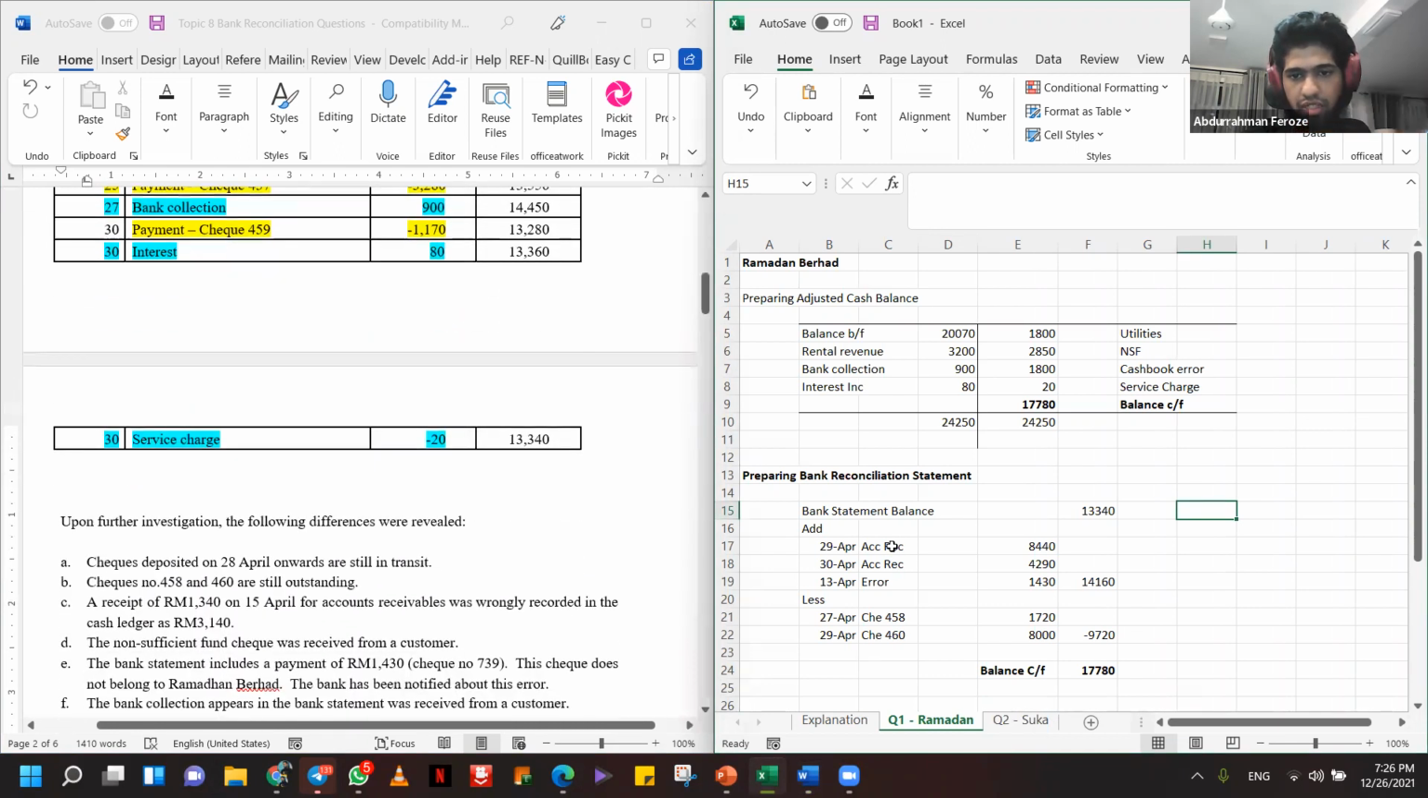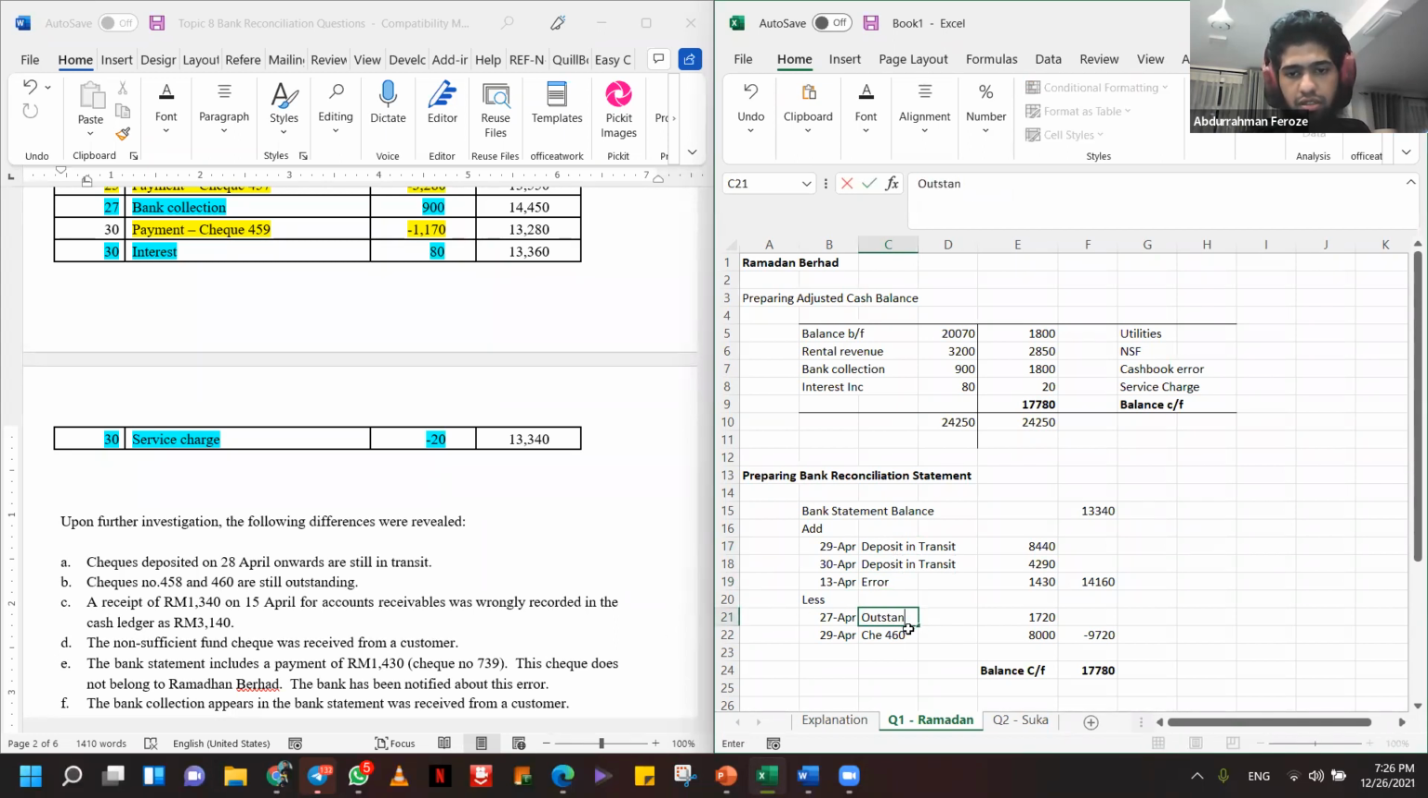Oh, yeah, here, they told us, right? Because they told us it is deposit in transit, when you're writing it in the bank reconciliation statement, it's better to write it like that. Deposit in transit, but they didn't mention over here April 20th onwards, they're still in transit. So that's why we're adding it. And then the 27th and 29th, which is 458 and 466, we can put outstanding checks.